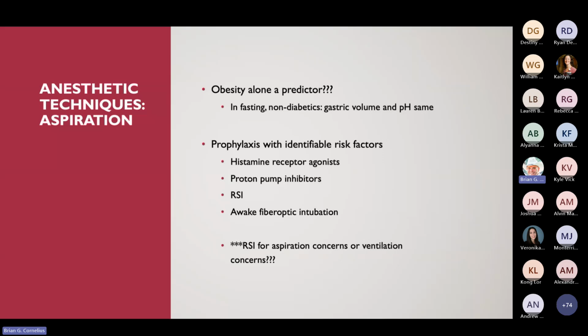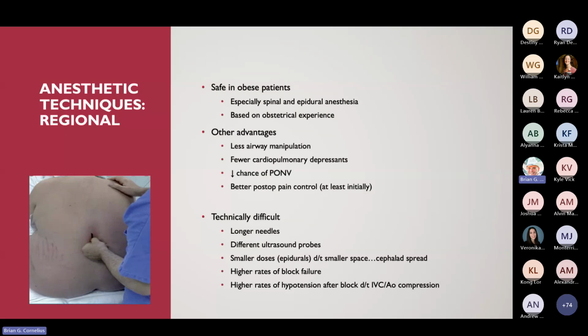Now, it's a very fine line between doing an RSI and doing an awake fiber optic. Part of it just comes with time and experience to know whether this is somebody you think you'll be able to get the airway secure quickly. Other things to think about, we don't necessarily have to do general anesthesia on all these people. As I said, regional or neuraxial may be our best choice, but those come with their own challenges as well.